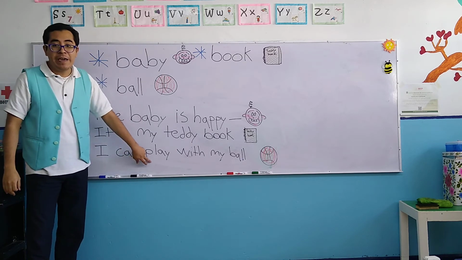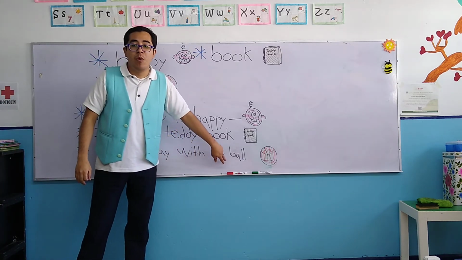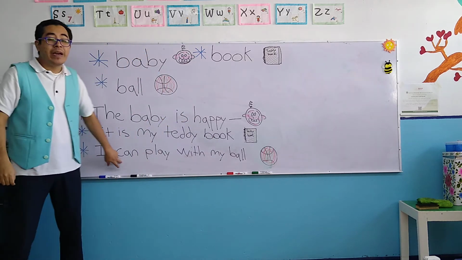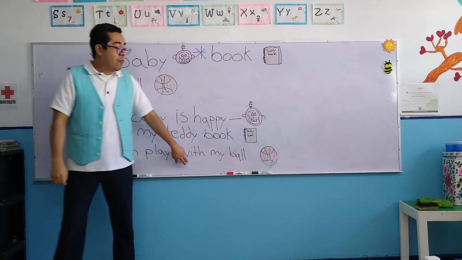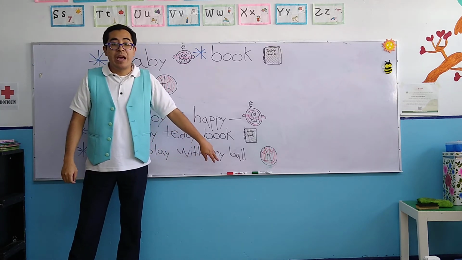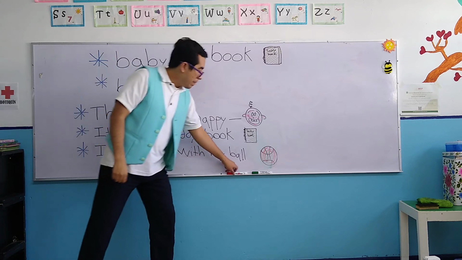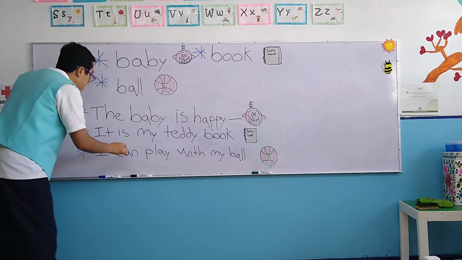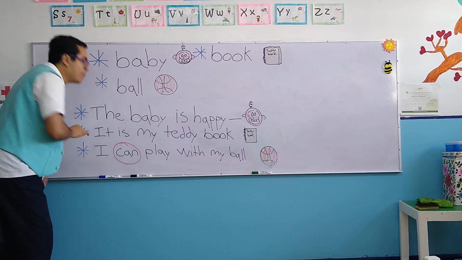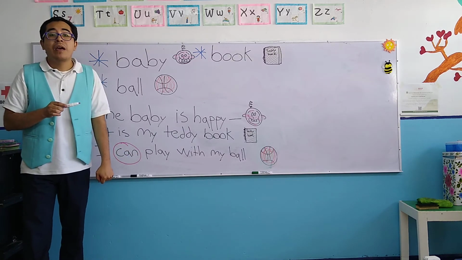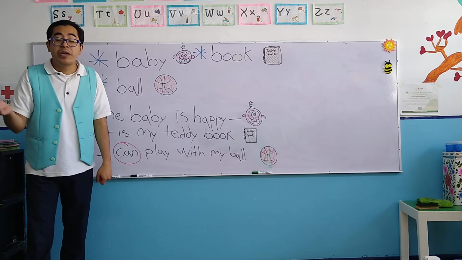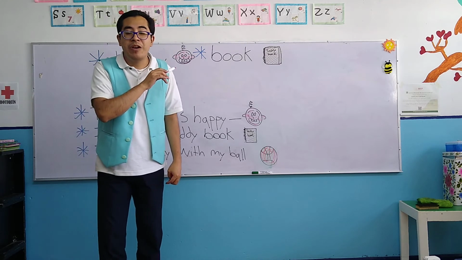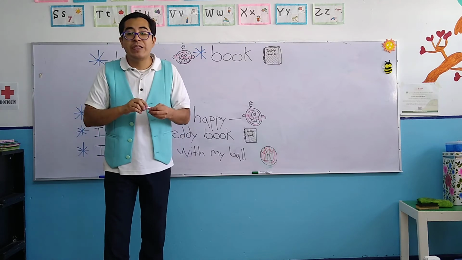I can play with my ball. I'm gonna say it one more time. I can play with my ball. Now, here we have a keyword, una palabra clave. The keyword here is can. Please repeat after me, my children. Can. Now, the word can in Spanish means poder, okay? Poder o puedo, according to the sentence.